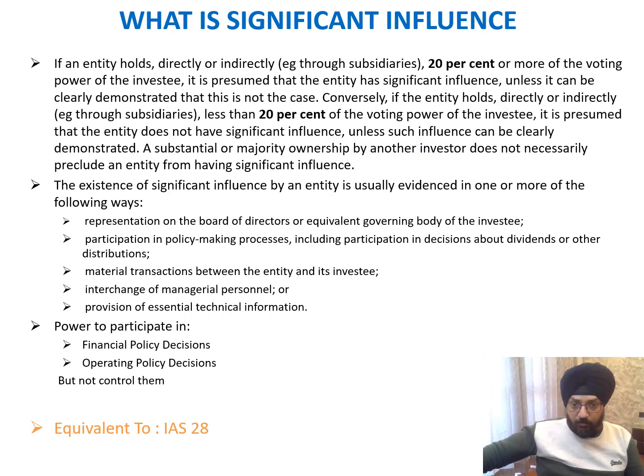Okay. Now we'll quickly talk about the definition of significant influence, because this is very important to understand. When we talk about Ind AS 28, it only arises when the entity has significant influence over the investee. So as per the definition of significant influence, what does that mean? If an entity holds directly or indirectly through its subsidiary 20% or more of the voting power of the investee, 20% or more of the voting power is the benchmark as per Ind AS 28, it is presumed that the entity has significant influence, unless it can be clearly demonstrated that this is not the case.